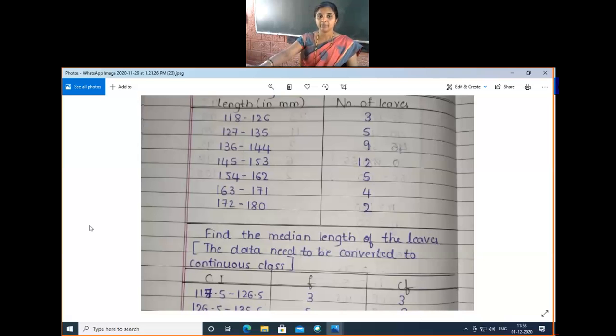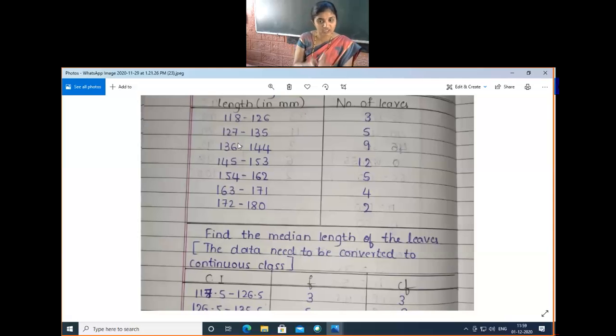The data needs to be converted to continuous class. Okay, so here you just observe the problem. 118 to 126. Next is 127 to 135. So in the 9th standard we discussed this type of problem, right? 126 is here, 127 is here. Okay, so the class interval is not a continuous class interval. So what do we have to do for the continuous class interval?